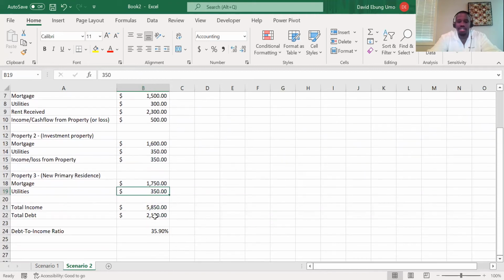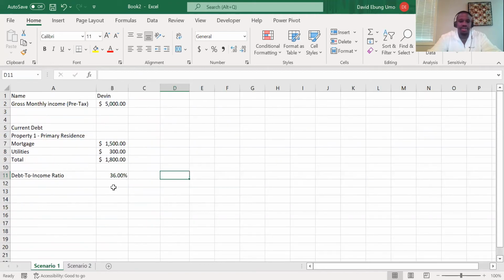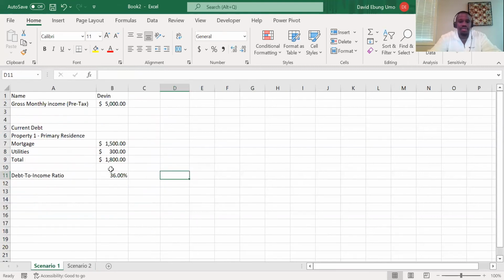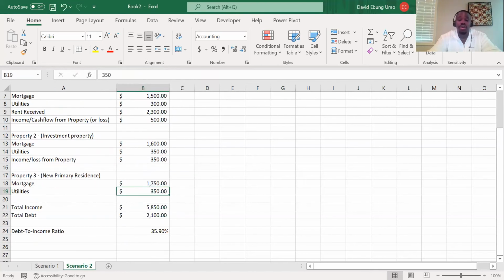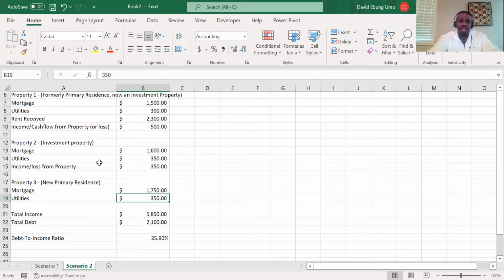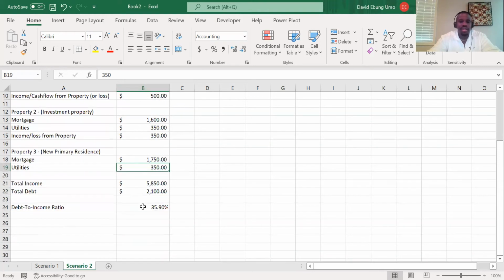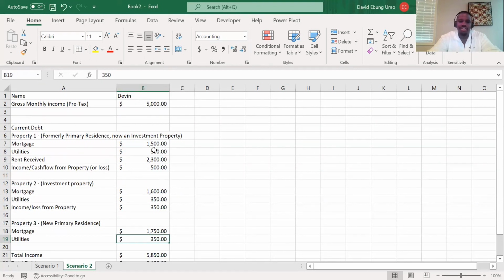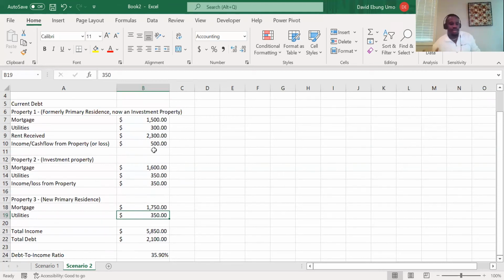So even with $2,100, with almost $300 more debt, because of a growth in the income, and the income growth is coming from 2 cash flowing properties, his debt to income ratio stays even lower than in scenario 1, and looks even more attractive. And that's the crazy thing about this, right? People always make this mistake. They're like, oh no, you're taking more mortgages, you're gonna look unattractive to lenders.